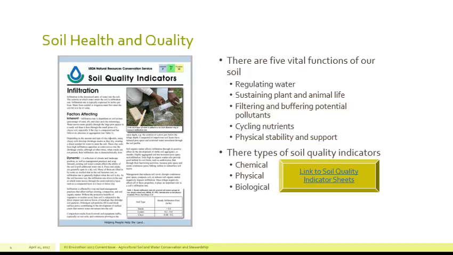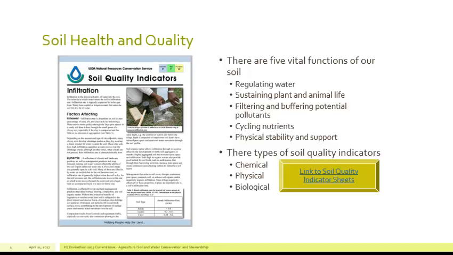Obviously, the most important nutrients for crop production are nitrogen, phosphorus, and potassium, but we also have a lot of micronutrients that are cycled through the soil, and the soil will also store and transform nutrients. And last but not least, the physical stability and support of the soil is a vital function. The soil structure provides a good medium for plant roots, but it also provides support for structures and can protect cultural resources.